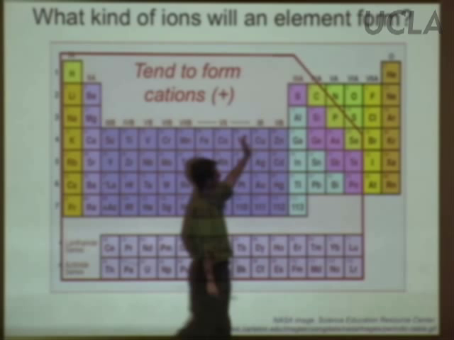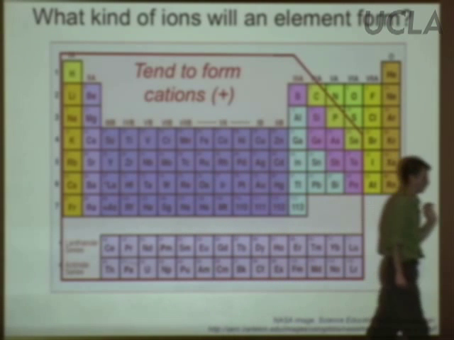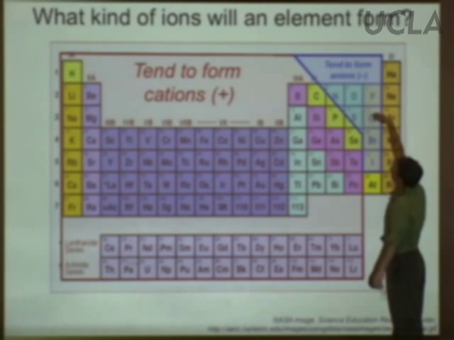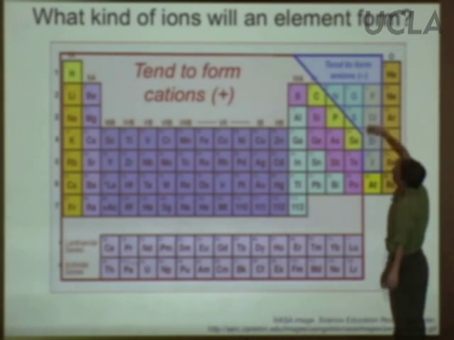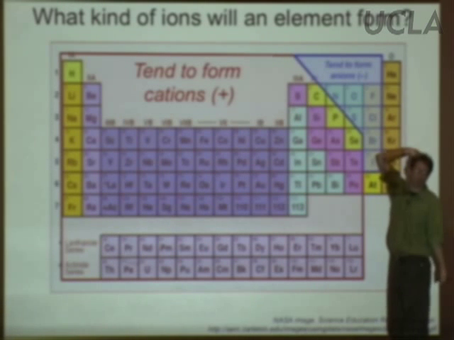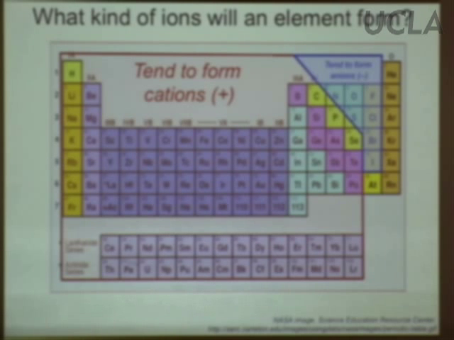All of these guys tend to be positively charged in seawater, or even when they form rocks on land. And in the right side of the periodic table, particularly oxygen, fluorine, chlorine, bromine, iodine, tend to form anions. They tend to grab extra electrons and become negatively charged. Okay?